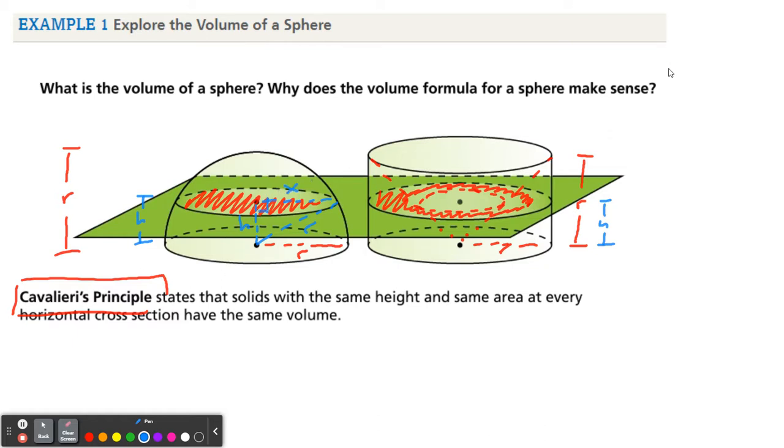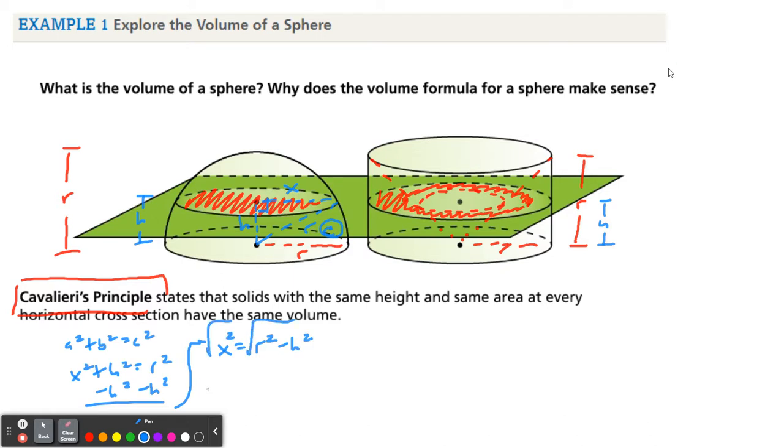So a squared plus b squared equals c squared. I don't have a lot of room, so it's going to be squished. The radius is c. Now, this is just going to be in terms of x, h, and r. So I'll do x squared plus h squared equals r squared, and I'm just going to subtract h squared on both sides. x squared equals r squared minus h squared. And I'll take the square root to get the value of x. x is equal to the square root of r squared minus h squared. Again, it's not distributive. This is not r minus h.